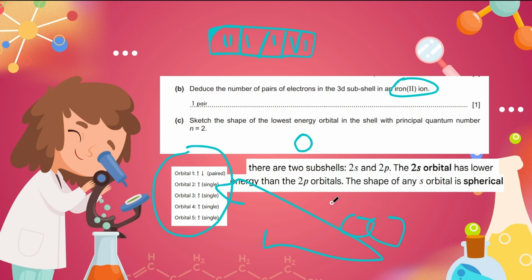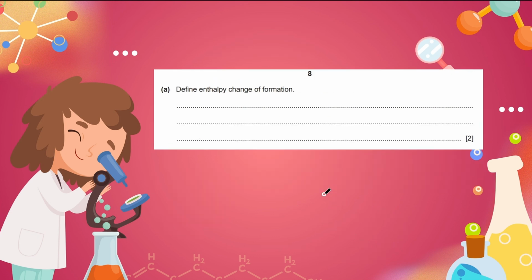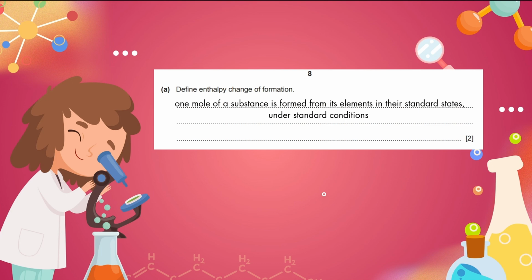Define enthalpy change of formation. One mole of substance is formed from its elements in their standard states. I'll make it like this: O2 plus C, making CO. So that's why one mole of substance is formed from its elements in the standard state. This is the one mole, and this is the standard state.